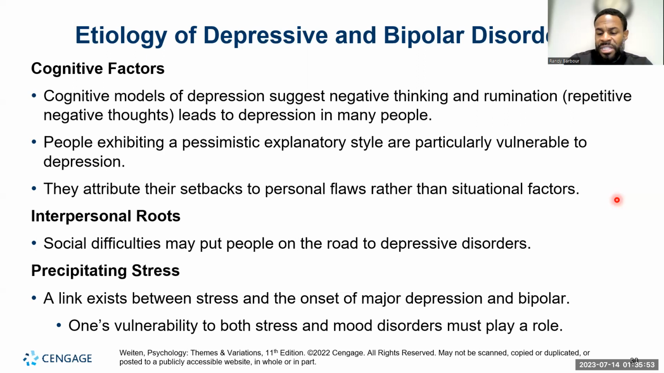And then obviously, we talked about stress being a precipitator. There's a big link between stress and many of the psychological disorders that we talk about: stress and anxiety, stress and dissociative disorders, stress and depressive disorders and bipolar disorders. Stress can explain a lot of the variance between some of these psychological disorders.